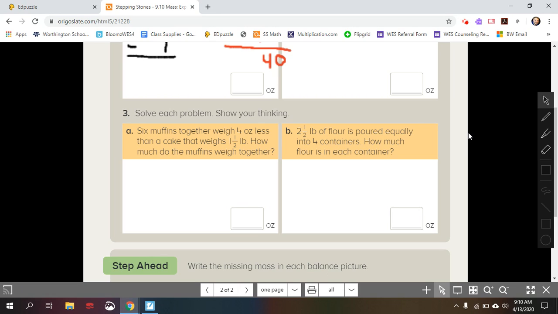They want to know how much the muffins weigh together. So you don't have to figure out how much each muffin weighs. They just want you to figure out how much the muffins weigh. So again, this turns back into that subtraction problem where we've got to first change 1.5 pounds into ounces, because if you notice down here, that's what they want your answer in when you're all done: ounces. So we have to change 1.5 pounds into ounces, and then we've got to get rid of those 4 extra ounces that the cake weighs. So it really just turns back into a subtraction problem.